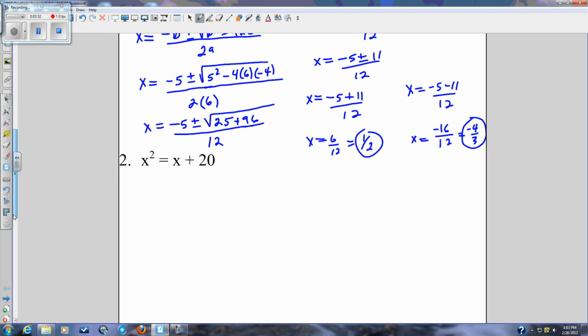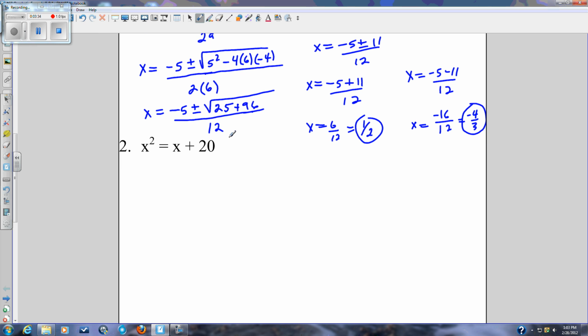Let's take a look at this one. We have x squared equals x plus 20. Just like with the factoring, you have to have your equation set equal to 0 before this will work. Do keep your first term positive. So I would subtract x and subtract 20 from each side to rewrite this equation. And once you do that, you're going to have x squared minus x minus 20 equals 0. Now we can figure out what a, b, and c are.